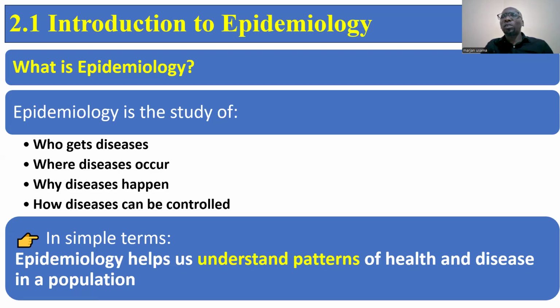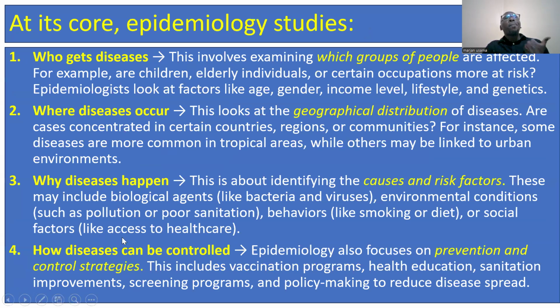When we are talking about patterns, we are talking about ittijahat. So it helps us to understand patterns of health and disease in our population. Now, let us expand this definition, because this definition is talking about who, where, why, and how. Now, when we are talking about who gets diseases, epidemiology basically tries to help us. So, when you're talking who gets diseases, this involves examining which groups of people are affected. So that is at the core heart of epidemiology.